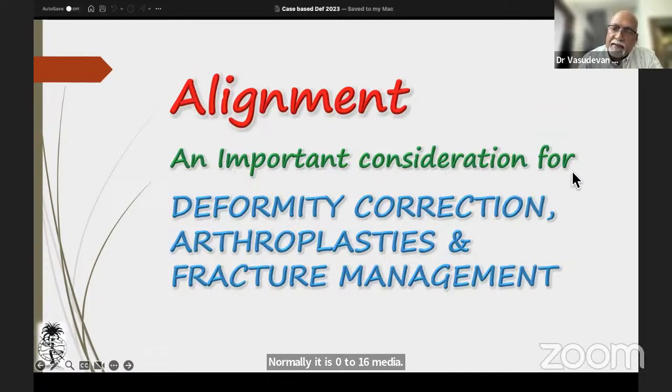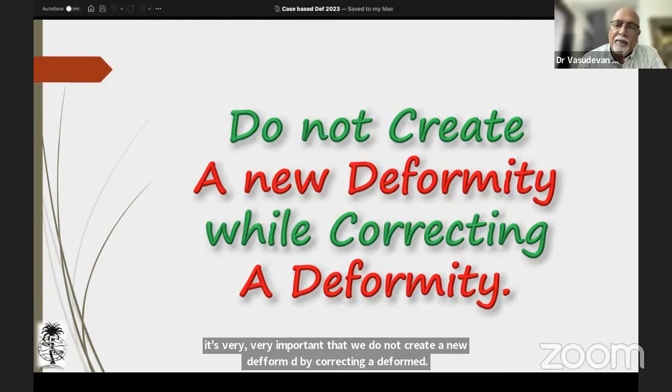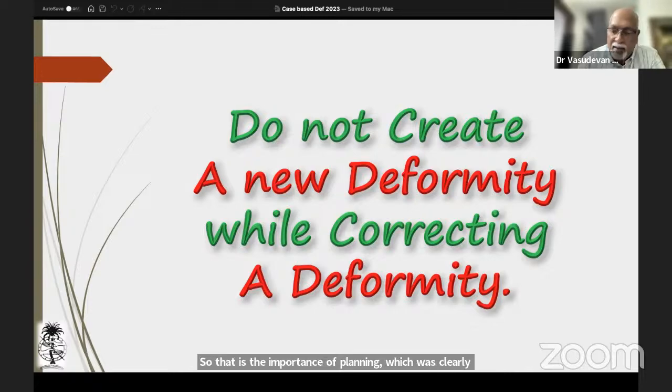Alignment is an important consideration, not only for deformity correction, but also for arthroplasties and fracture management. All of us are very familiar, no? Whenever you replace your tire, you always go for an alignment check. So alignment is important whenever you do a joint replacement. And it's very, very important that we do not create a new deformity while correcting a deformity. So that is the importance of planning, which was clearly mentioned by Hemant earlier.